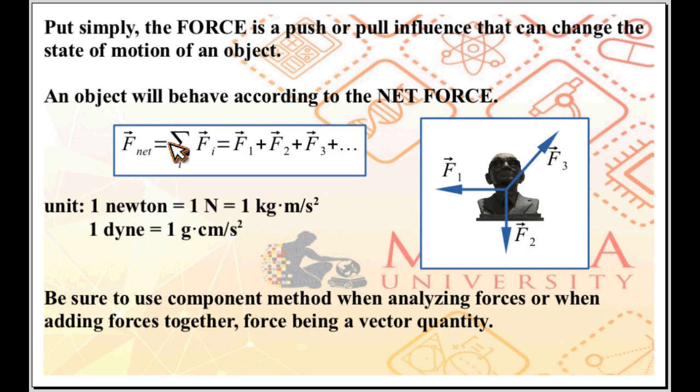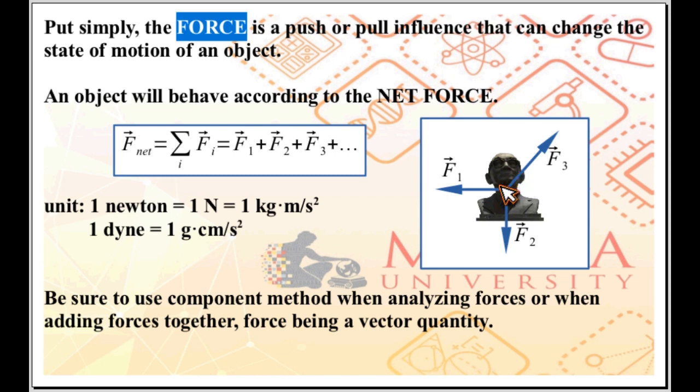First, what is this force that we speak of? Put simply, a force is a push or pull influence that can change the state of motion of an object. For the time being, when we say state of motion of the object, we're basically talking about the position and velocity of the object. So a force is an influence that can affect the position and velocity of the object.